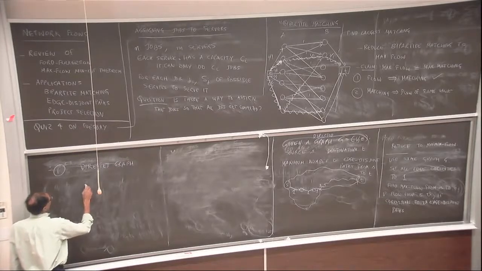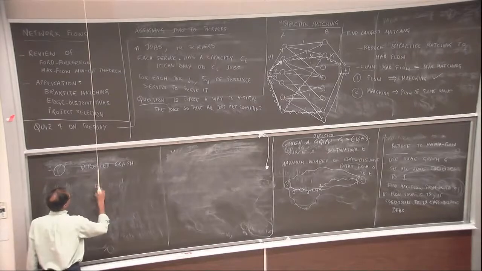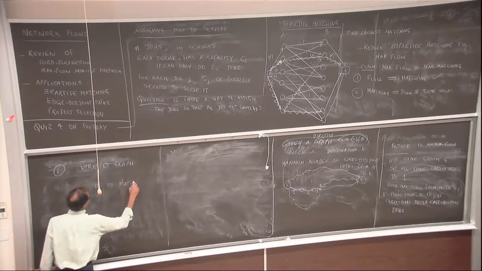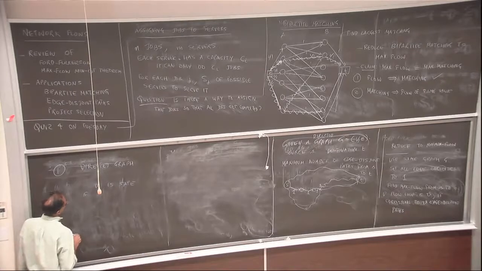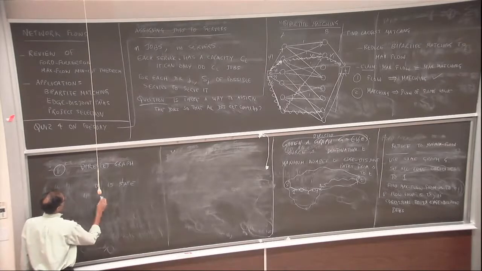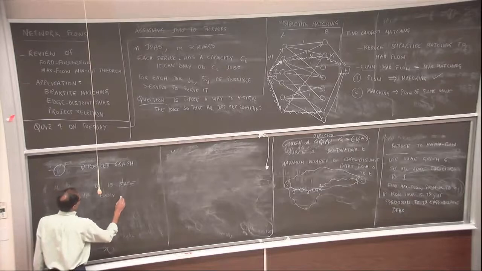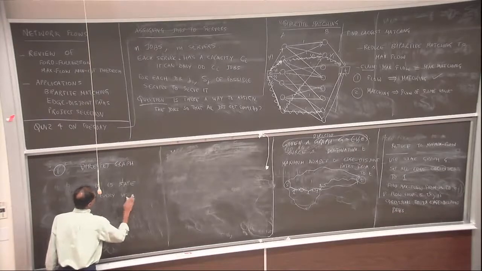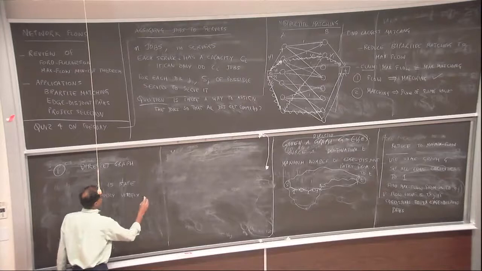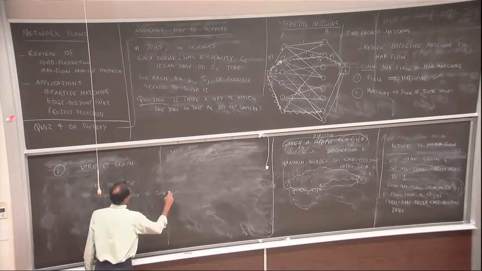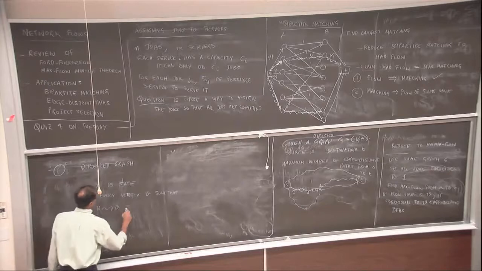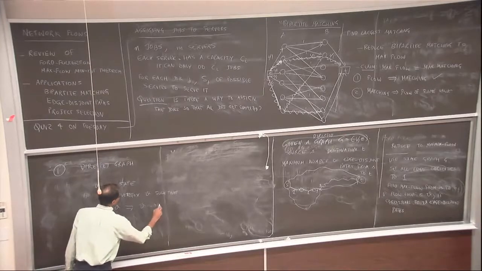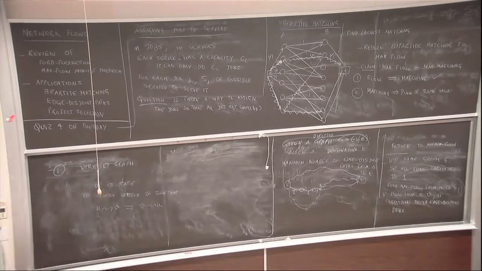A vertex U is safe if every vertex V such that U has a path to V also has a path back to U. Okay, that's the safe problem, and there are two parts.